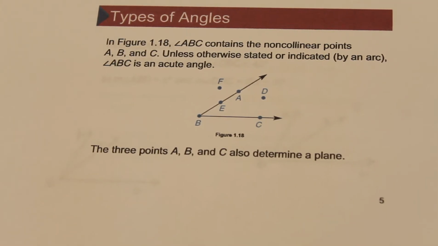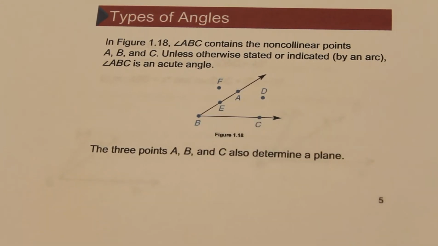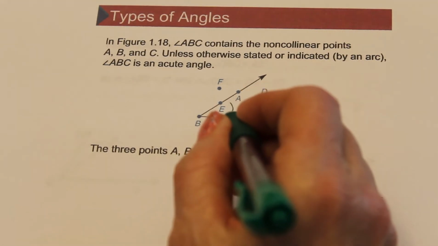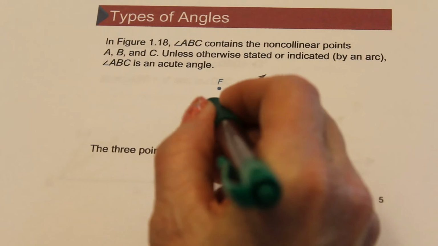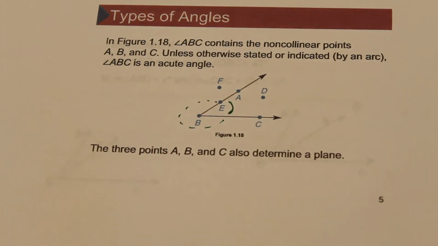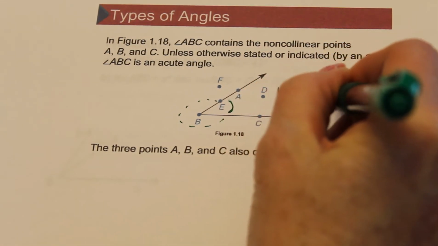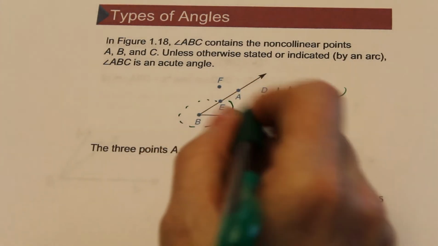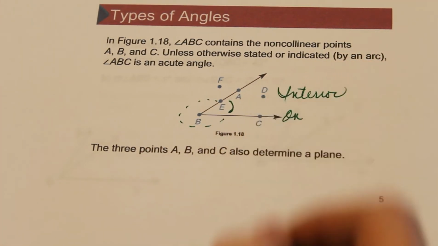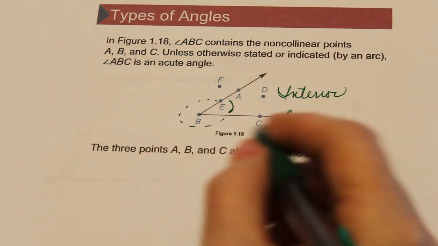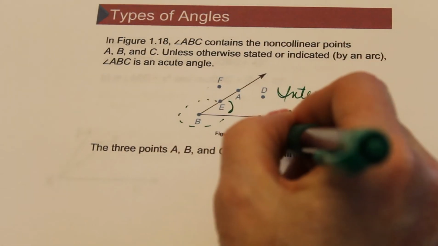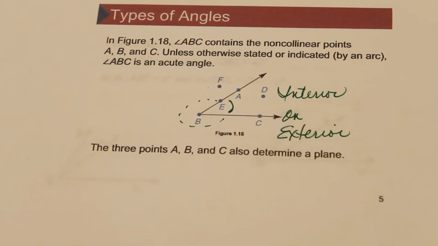So in this figure, angle ABC contains non-collinear points A, B, and C. These points are not all on the same line. So whenever you see an angle like this, we are always going to assume the acute angle unless you see the arc notation. Points in here are on the interior of the angle. Points on the sides are said to be on the angle. And point F is outside the interior, in the exterior.